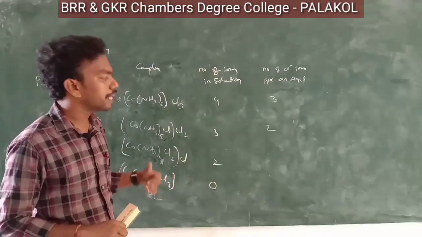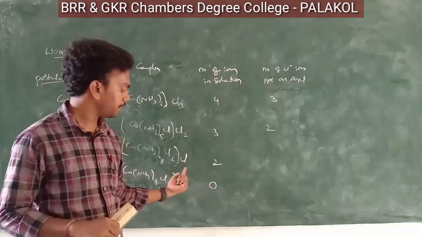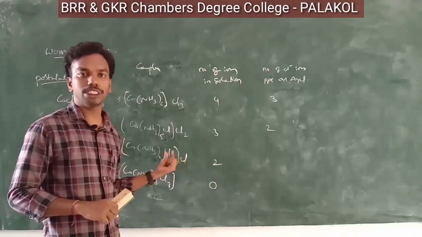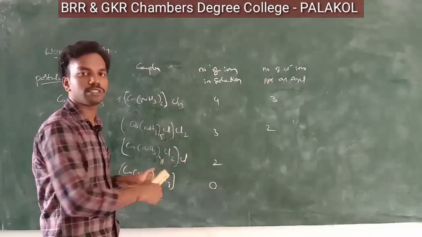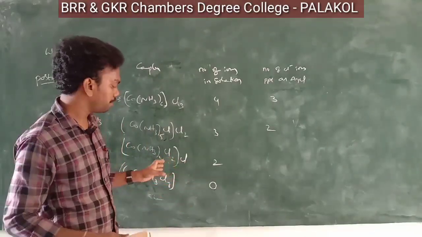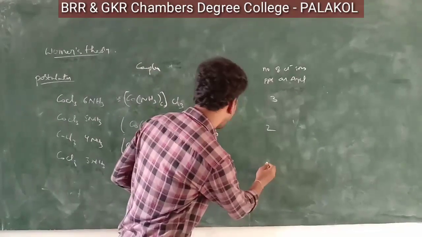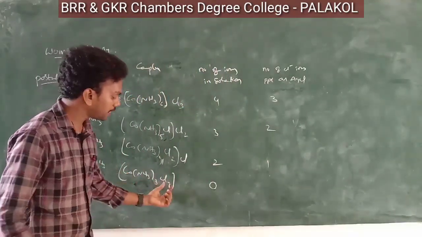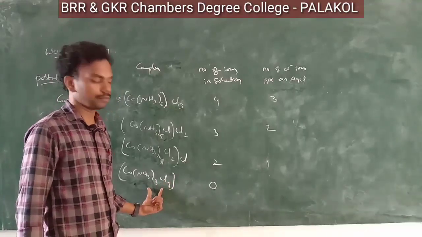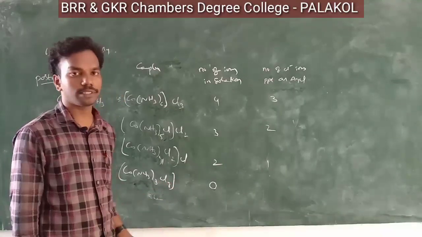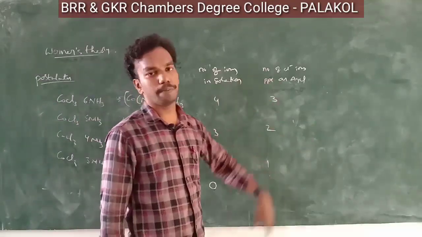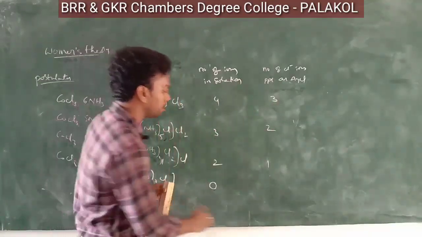That means how many chloride ions react with Ag plus ions in this complex? Only 1. These 2 chloride ions do not react with Ag plus because they are in the coordination sphere, which is not ionized. Next, coming to this. See here, all these 3 chloride ions are in the coordination sphere. So no Cl minus ions are available to react with the Ag plus ions in the aqueous solution. So you have none.